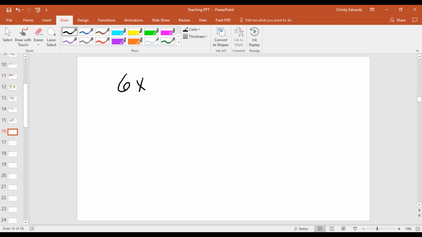6x over x to the 4th. No problem. 6x over x to the 4th. What's the final fraction? So what you want to text me or chat me is the top slash the bottom of your fraction. What's left on the top once you cancel? What's left on the bottom?